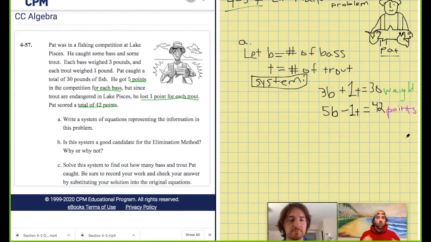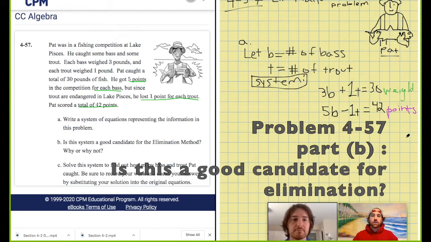Beautiful. So we've been doing a lot of work with substitution. Now we're looking at this new method. So now we're on to part B here. Is this system a good candidate for the elimination method? Why or why not, Mr. Fortin? What's your take on this?